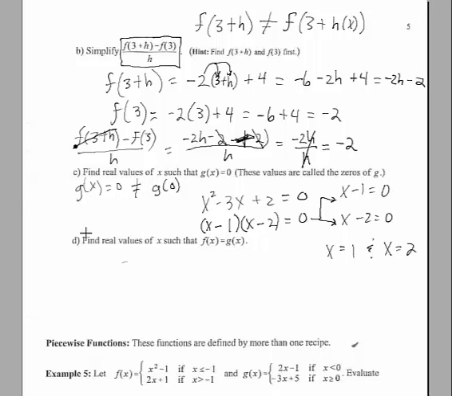Okay, D is wanting us to do something different. It's wanting us to find values of x so that these two functions are equal, or they result in the same output, f equals g, and we'll just do exactly that. f was negative 2x plus 4. So I just put negative 2x plus 4 on the left side, and g from the previous problem was x squared minus 3x plus 2.